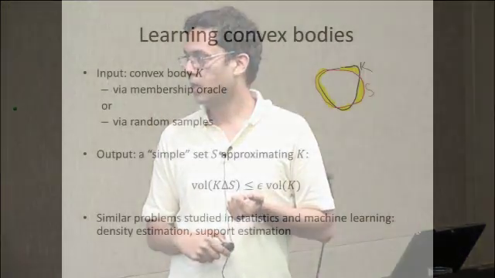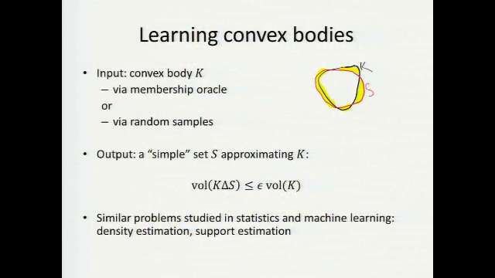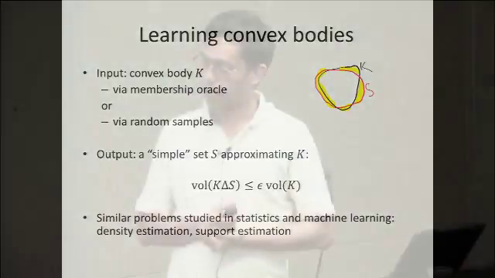What does that mean? So here is one formalization of that. So suppose we are given a convex body K. It's either given via membership oracle, or it could also be given via random samples. So you're given some number of uniform random samples in the body. And we want to output a simple set S, which approximates K. What do I mean by approximation? It means that the volume of the symmetric difference is small relative to the volume of the body.